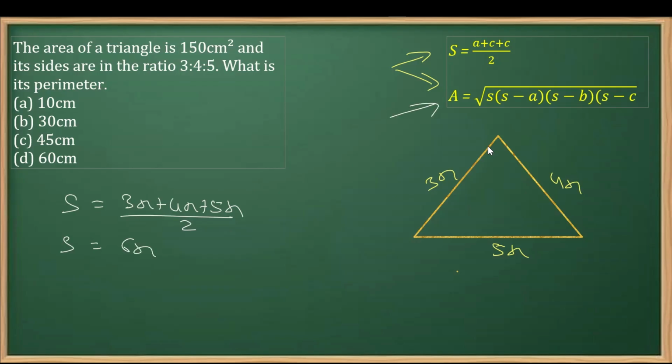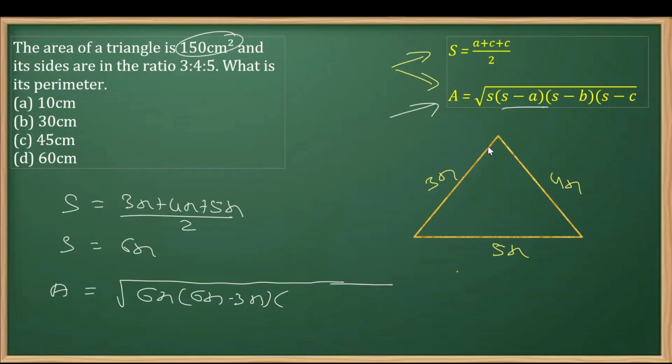Now after that, I'm going to find the area. Although we know the area, we will be equating that. The formula over here is the square root of S into S minus A, which is 6x times 6x minus 3x. Let's write it down and then we will simplify. Then S minus B, so 6x minus 4x, and finally 6x minus 5x.